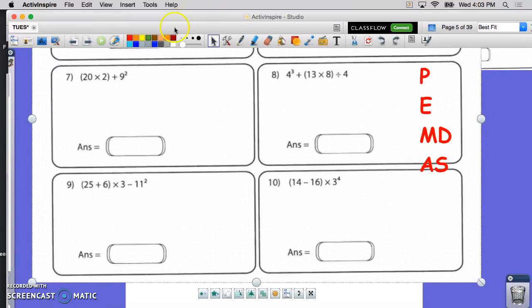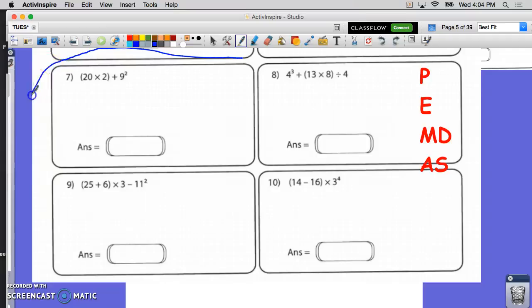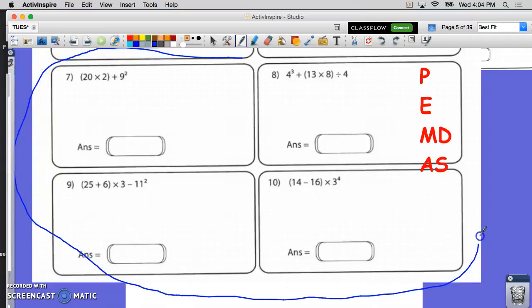Anyway, I'm going to do at least 3 problems from each page. So they're going to be the bottom 3. So for this side, I will do these 3. Okay. And I'll start with number 7, and then I'll do the 3 on the other side as well.